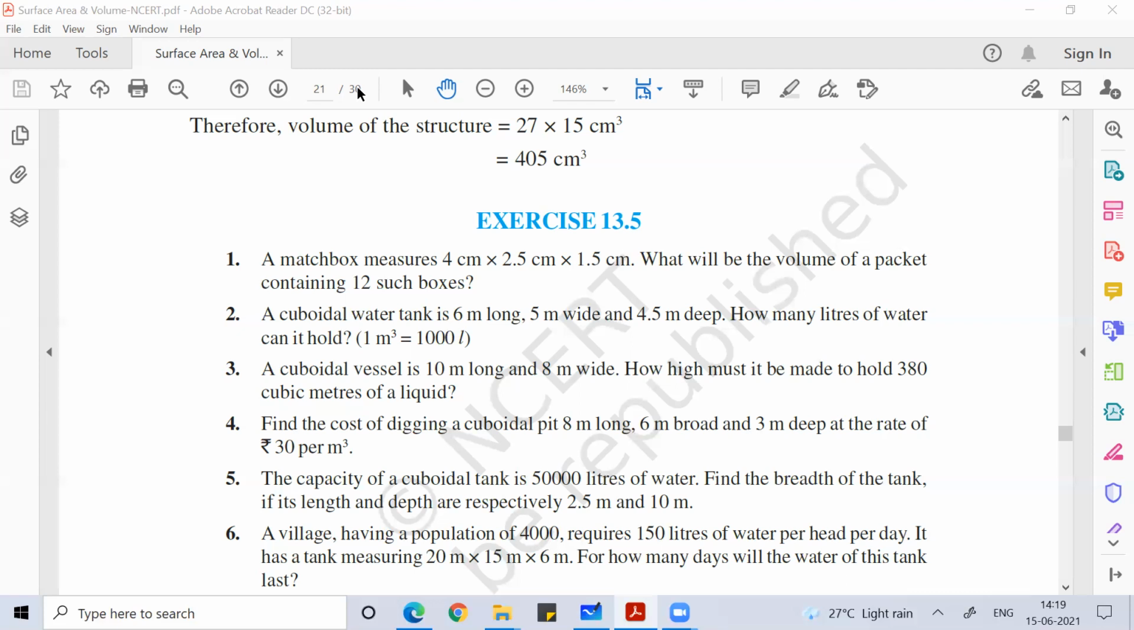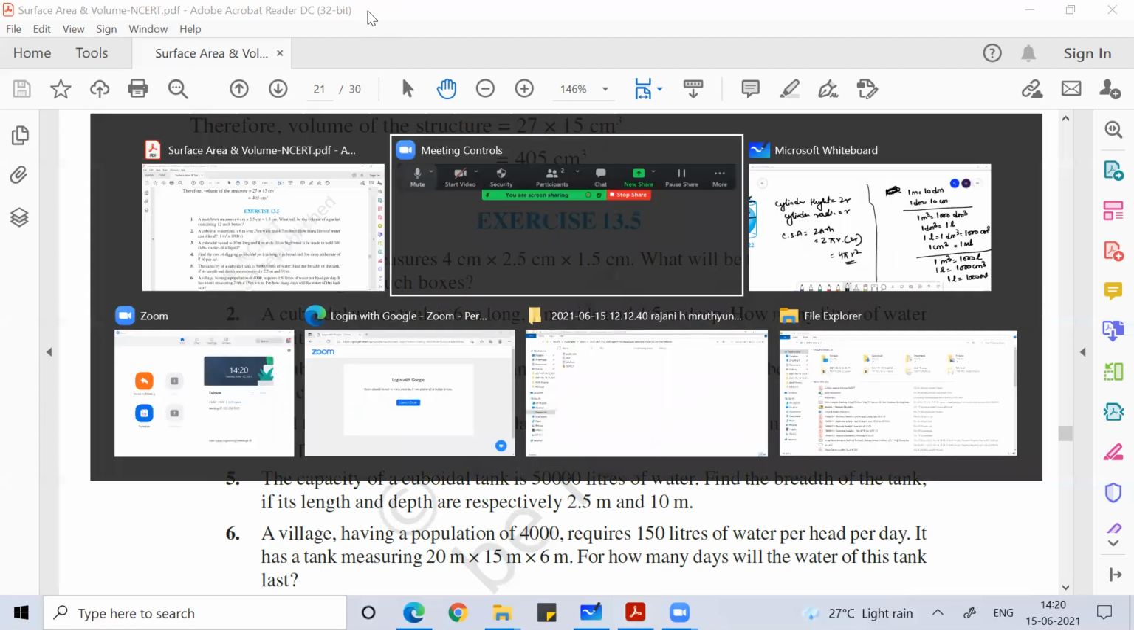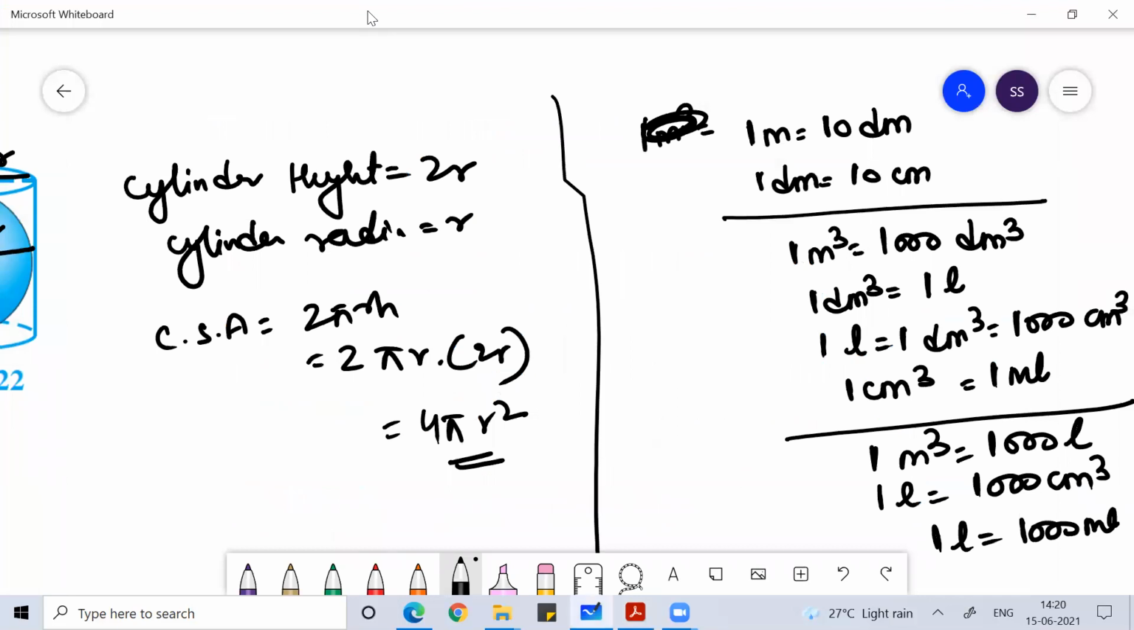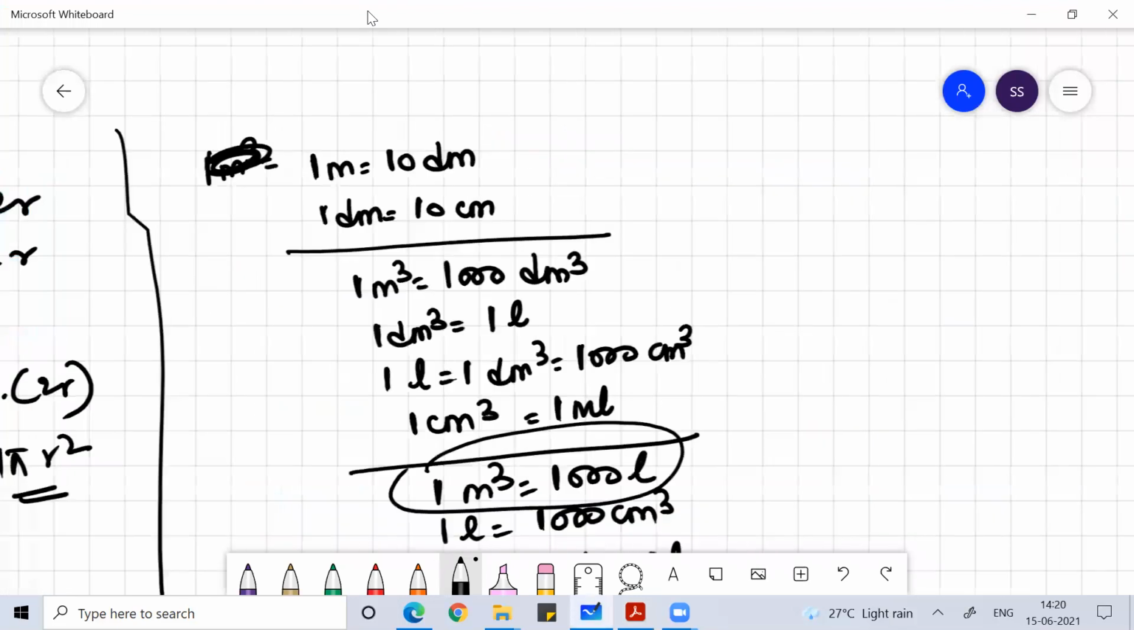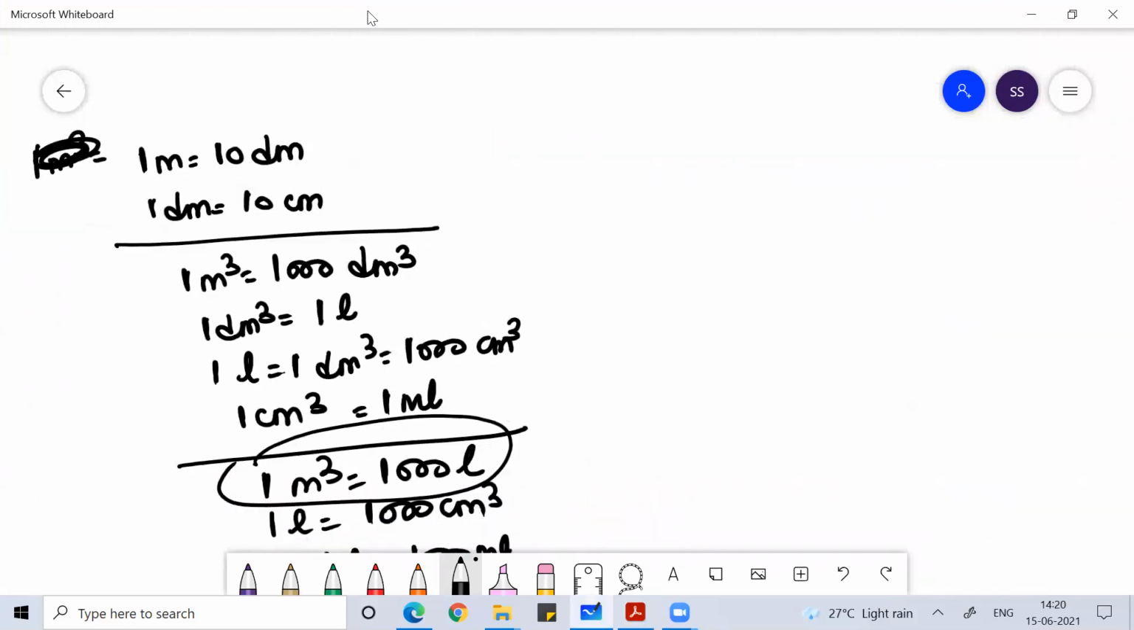Question number 5, the capacity is given in liter. If it is given as 50,000 liter, how much is that in meter cube? 1 meter cube is equal to how much liter? 1,000. Yes, sir. So 1 meter cube is equal to 1,000 liter.